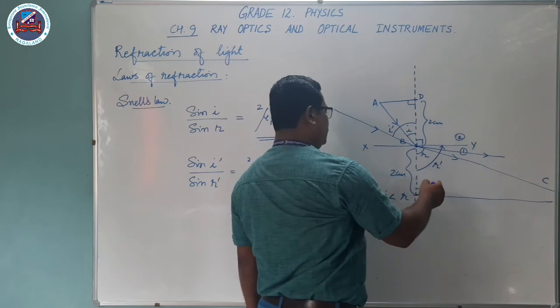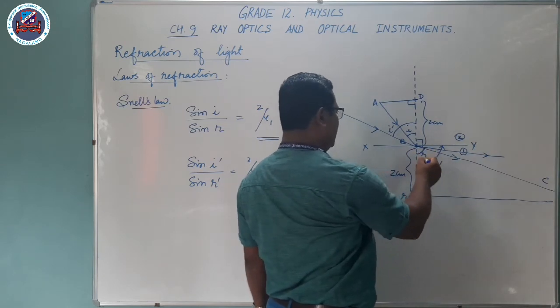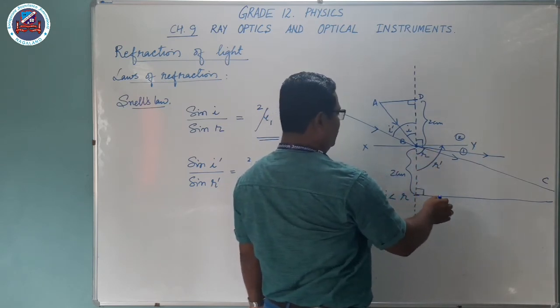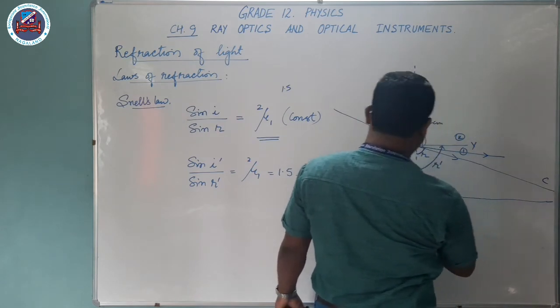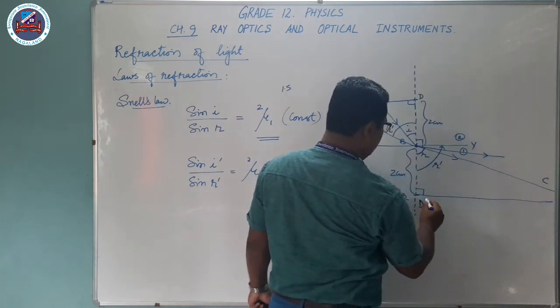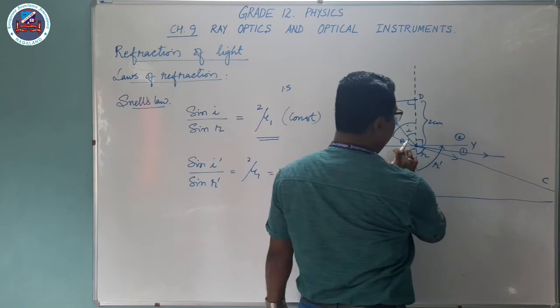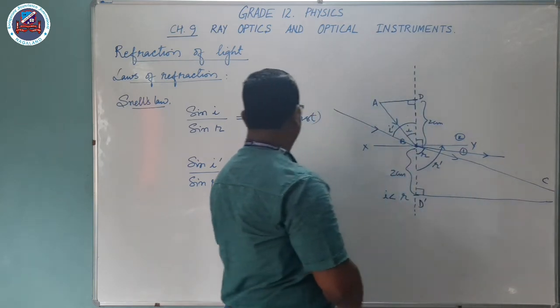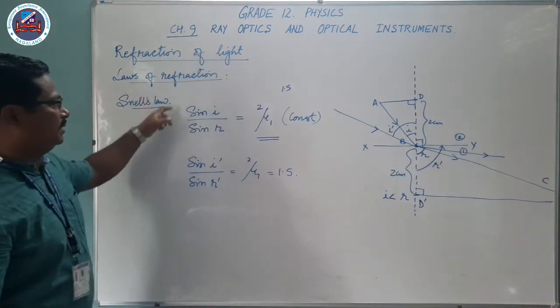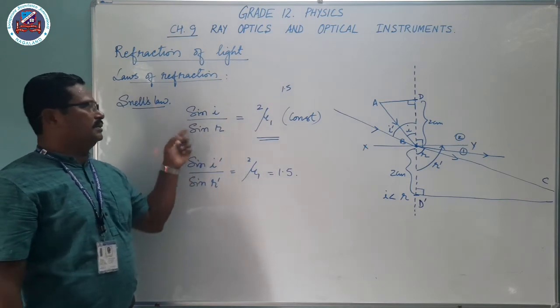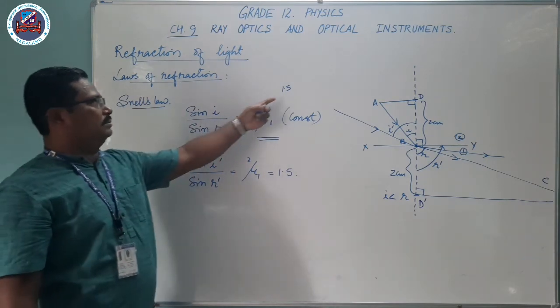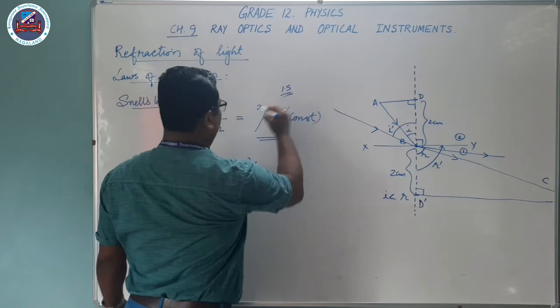There you can find out this is r. So sin r will be perpendicular by hypotenuse. Then it will be from this point, suppose if I mark it as D dash C divided by BC. Then you can get the value of sin r. After that you can calculate it. Then this value, somewhat say 1.5 came out.